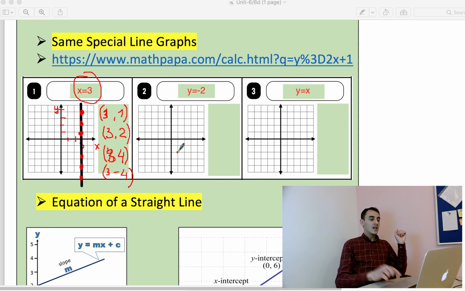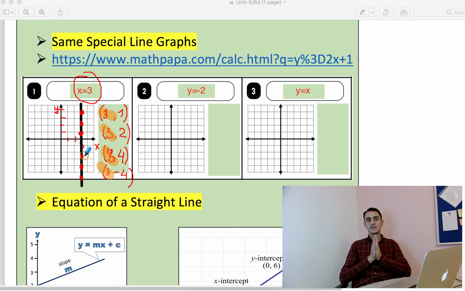So, in each point, you see, we have the same x. 3 here, 3 here, 3 here, and 3 here. But the numbers on the y coordinates are different. It doesn't matter. Just x is fixed. X is always 3. So x is equal to 3 means we need to have a line parallel to the y-axis and passing through number 3 on the x-axis.